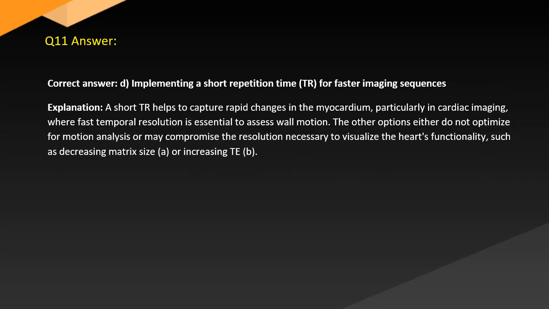Answer. Correct answer: D. Implementing a short repetition time, TR, for faster imaging sequences. Explanation: A short TR helps to capture rapid changes in the myocardium, particularly in cardiac imaging, where fast temporal resolution is essential to assess wall motion. The other options either do not optimize for motion analysis or may compromise the resolution necessary to visualize the heart's functionality, such as decreasing matrix size or increasing TR.